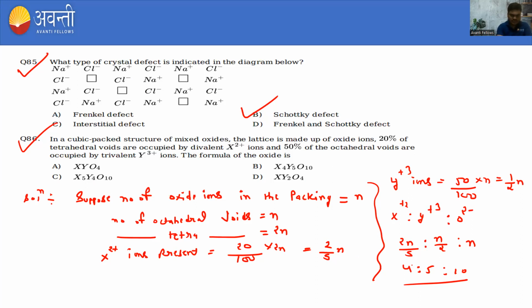So what is the formula? That is X4 Y5 O10, right? So the correct formula is option number B. So this is the correct one. So this is how you can calculate this value.